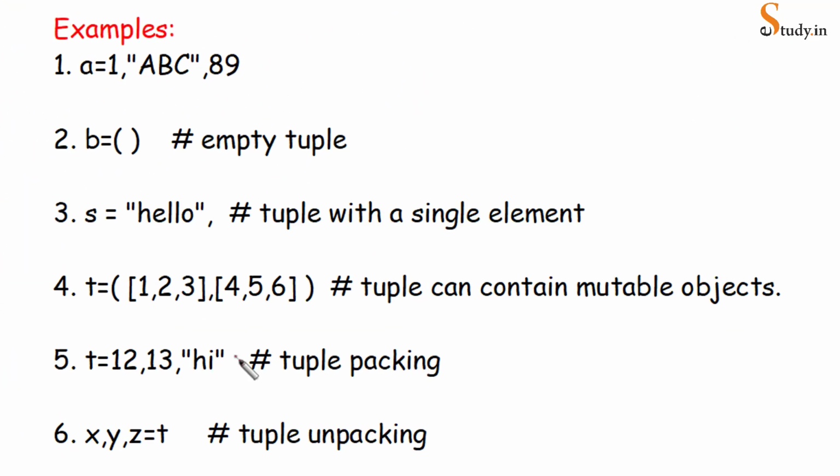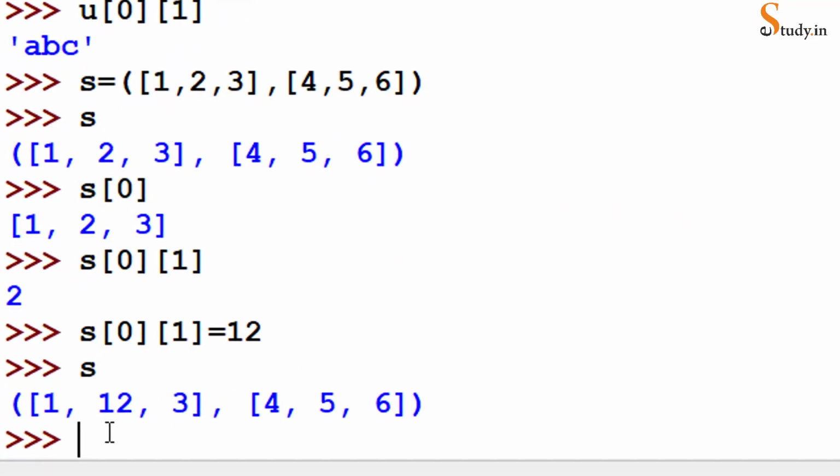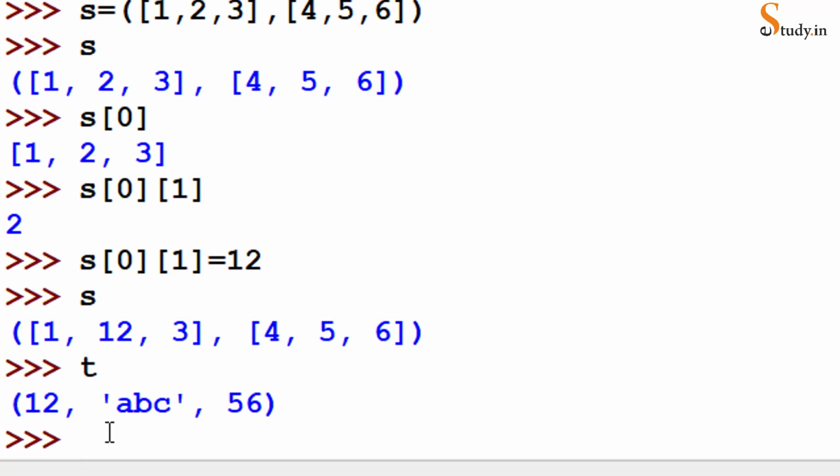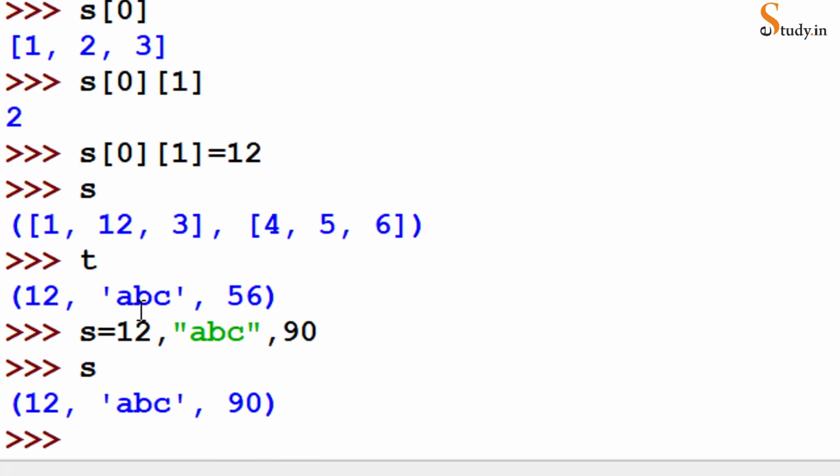Okay, now moving on, we will learn what tuple packing and tuple unpacking are. We have already created a tuple here, t. If you see the elements of t, we have this. So this is tuple packing. We are packing elements in t. Let me create another tuple here: s is equal to 12, comma, ABC, comma. This is tuple packing. We have packed some elements in the tuple.